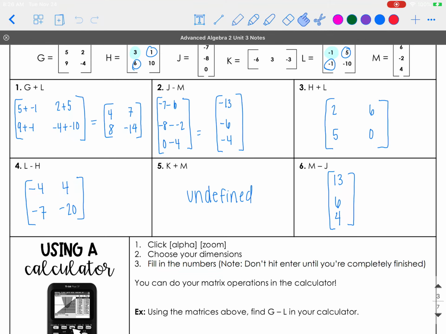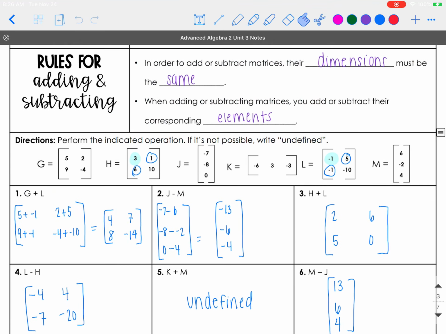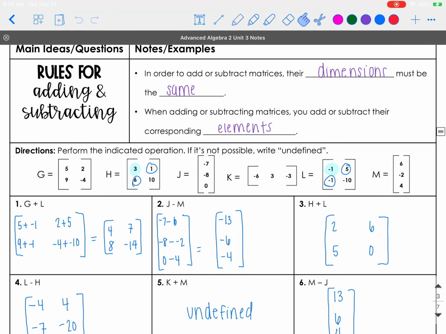If you're playing around with your calculator and trying to figure it out, once you get it figured out, you'll be good. So G minus L in the calculator. I'm going to hit alpha zoom. And usually the 2x2 is what pops up automatically. It's already highlighted. So I hit enter. Now as you're typing in a number, you don't hit enter after every number. You have to hit the arrows to your next elements. You don't hit enter until you've typed everything in.